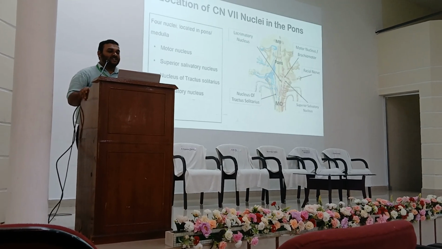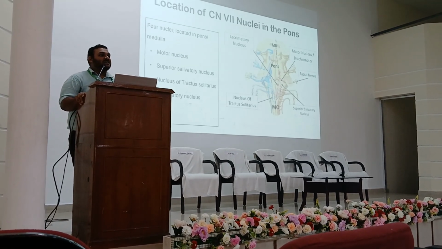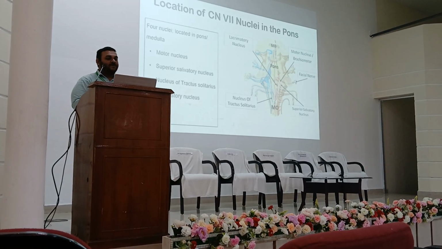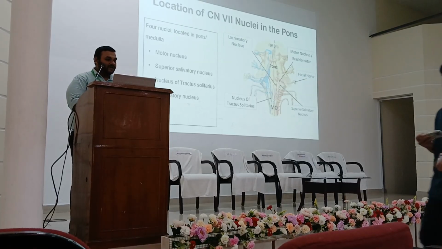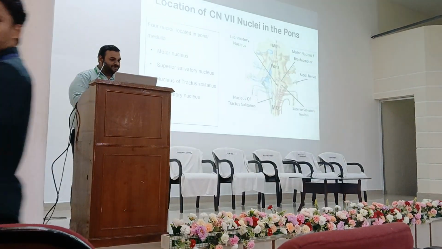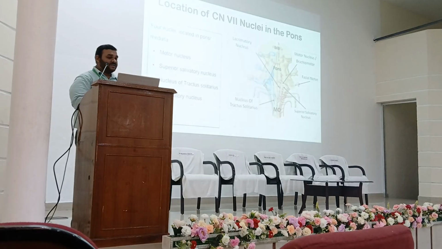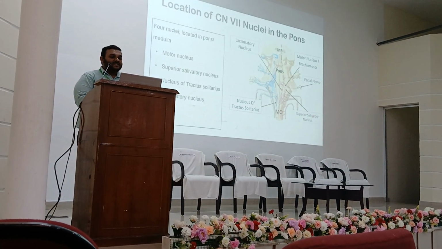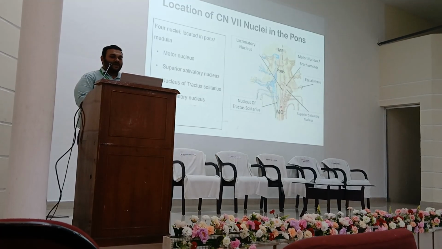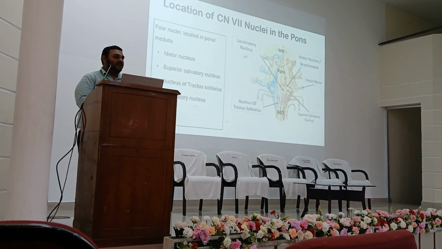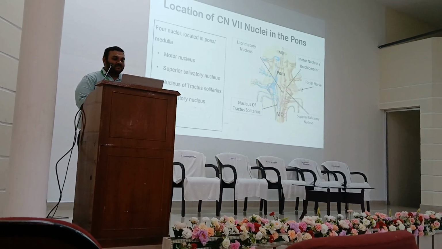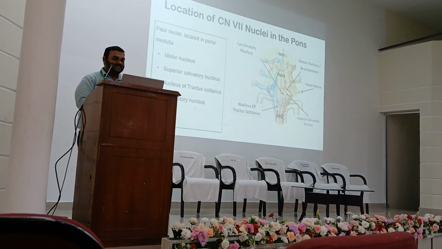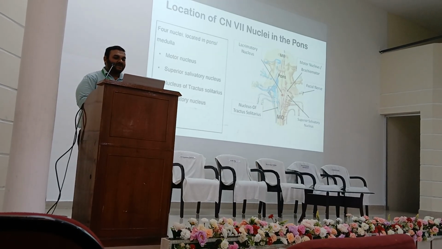The location of facial nerve nuclei in the pons. The facial nerve functional nuclei are located in the pons and medulla. There are four functional nuclei: motor nucleus, superior salivatory nucleus, nucleus of tractus solitarius, and lacrimatory nucleus. This is the posterior view of a brainstem, and this is medulla, pons, and midbrain. This is the motor nucleus, this is the superior salivatory nucleus, this is the nucleus of tractus solitarius, and this is the lacrimatory nucleus.